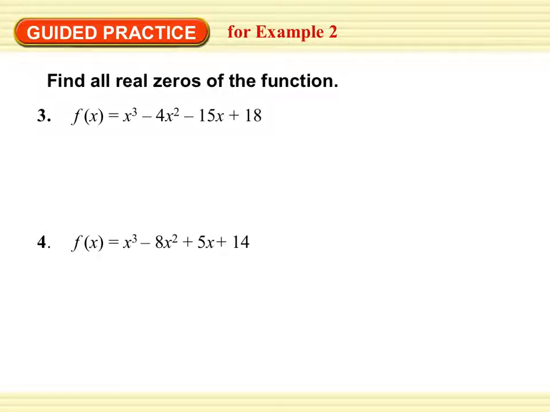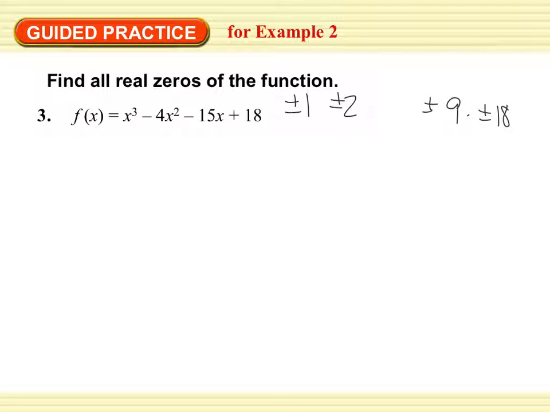All right, now we have a practice one. I'm not going to be able to do this on the same page, so hold on, let me hide number 4. So find all the real zeros. My leading coefficient is 1. So all the p's and q's, but we just have the p's here, right? So I've got 1 times 18, 2 times 9, 3 times 6, and I think that's it.